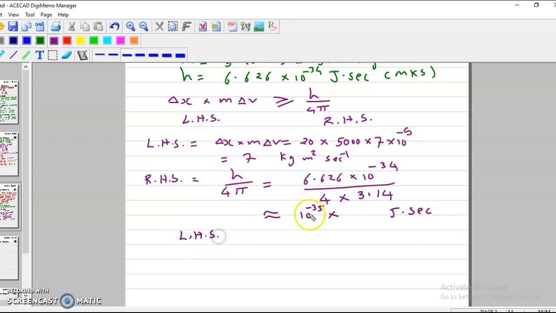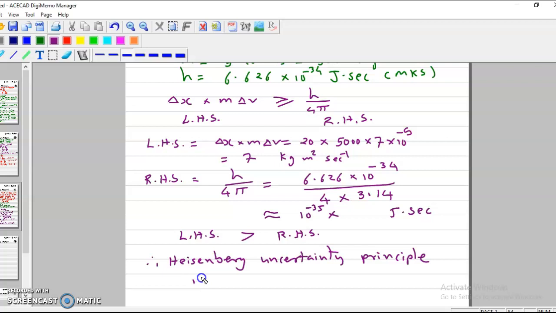Now you can see that the value of the left hand side is 7 and the right hand side is 10 to the power minus 35. That means the left hand side is greater than RHS. That means we are not violating Heisenberg's principle. Therefore, in this case, the Heisenberg uncertainty principle is not violated. Okay, so this way we can give the answers to this question. So this is it in this lecture.